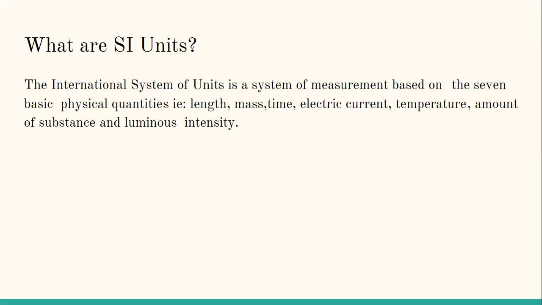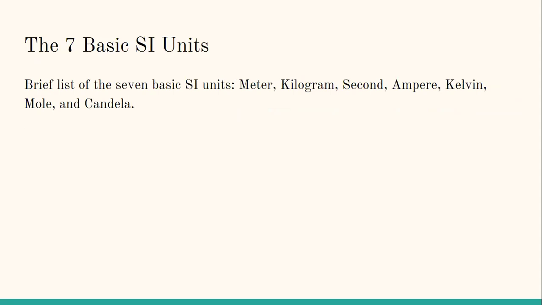According to the Oxford definition, the International System of Units is a system of measurement based on 7 basic physical quantities. The key thing is that they are physical quantities, which are length, mass, time, electric current, temperature, amount of substance, and luminous intensity. So the 7 basic SI units, in simple terms, are the meter, the kilogram, the second, the ampere, Kelvin, mole, and candela.